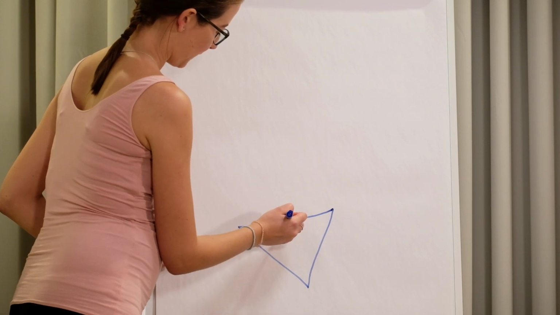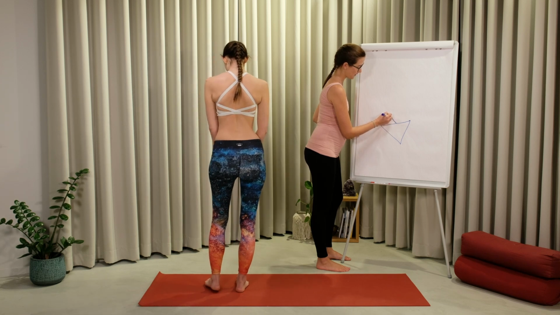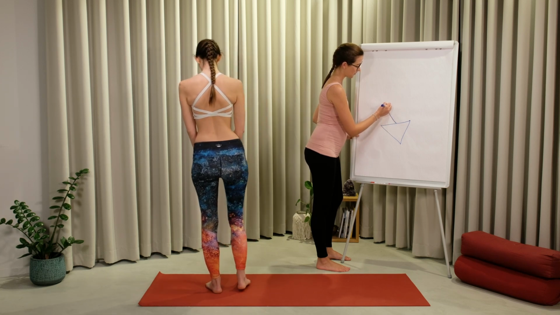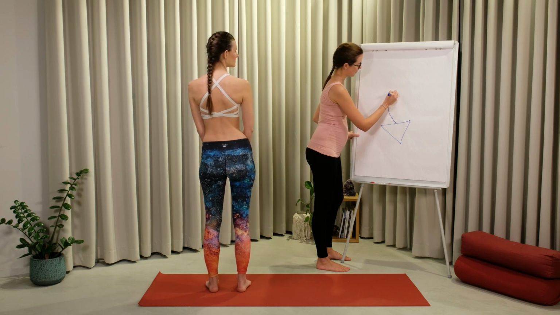Then we'll continue with the spine. So Kate has a thoracolumbar scoliosis. So the main curve is mainly here in the lumbar spine. And it also comes a little bit in the thoracic area.